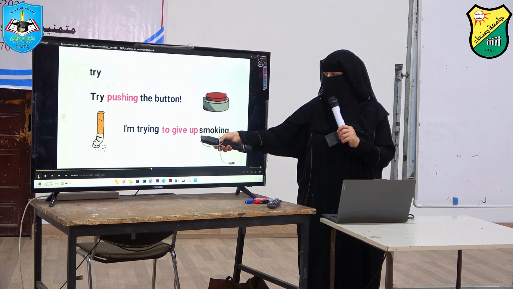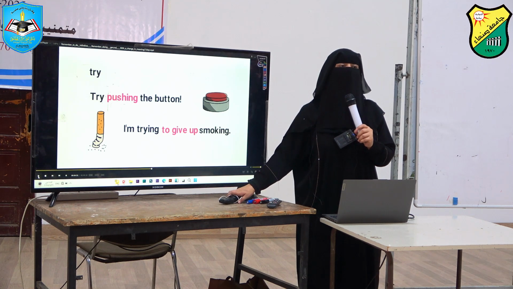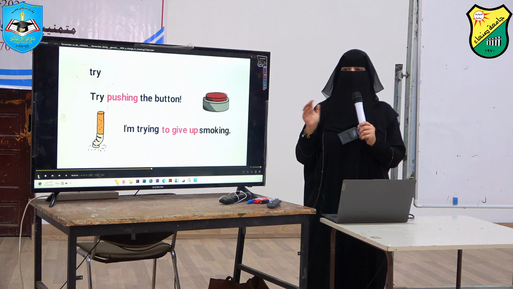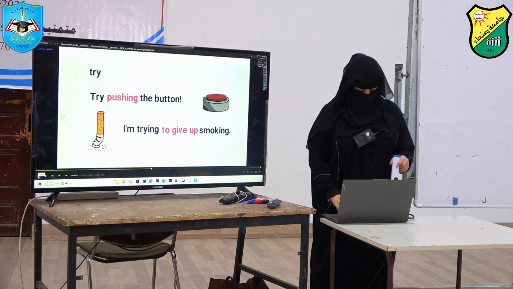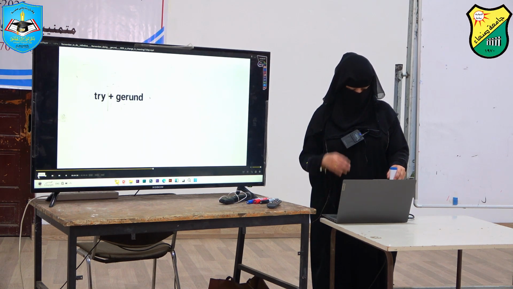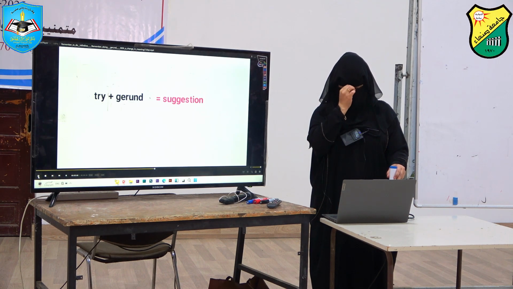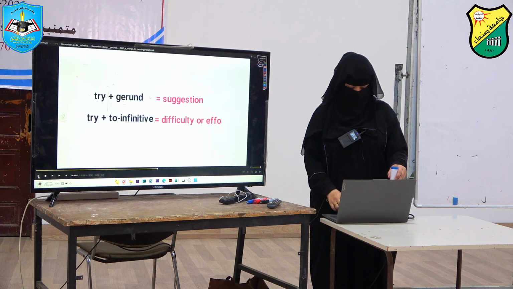But when I say here I'm trying to give up, it means I am trying something with difficulty. I cannot stop smoking, but I'm trying to stop. I am trying to stop. Pushing the button to see what happens. So try plus the gerund is used when making a suggestion, to experiment in doing something. Whereas, is it easy to give up smoking? No. Try plus the to infinitive implies difficulty or effort involved in doing something.